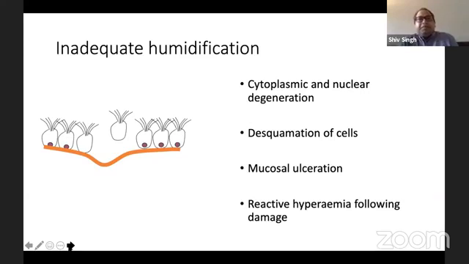So there can be cytoplasmic and nuclear degeneration. As you see, the nuclear cytoplasmic degeneration can occur, which can lead to decommission of the cell. And there can be mucus ulceration, and there can be reactive hyperemia following the damage, which can be seen below the cell. Okay.